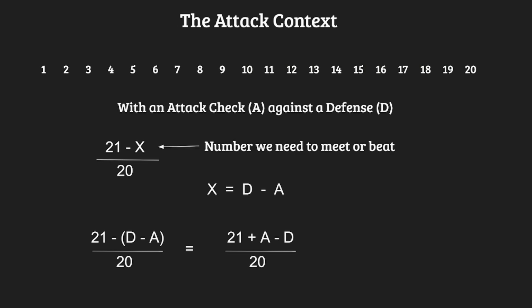So with a little bit of arithmetic, we can rearrange this. Instead of saying 21 minus d minus a in parentheses, let's just say 21 plus a minus d. It looks a little bit cleaner, and it's the same meaning, the same math. Okay, so now we have a more interesting scenario where we can describe any situation of a mix of some attack check and some defense, right? 21 plus the attack check minus the defense over 20. And that's going to tell us the chance that we're going to hit that target.